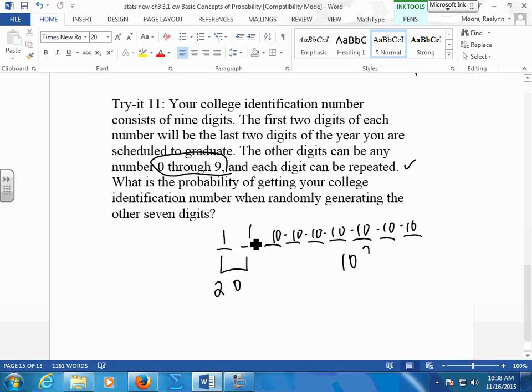I need it to be a 2. I need it to be a 0. Very good. So, how many different ways can I generate this? 10 to the 7, or add your 7 zeros and work it that way. If they ask what is the probability of getting your identification number, then it's 1 over that. See the difference?